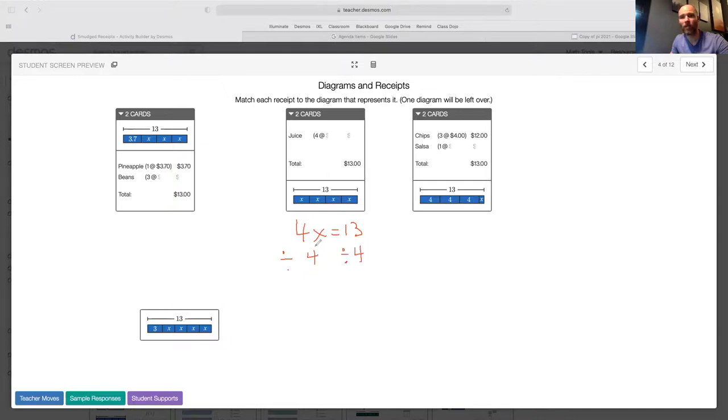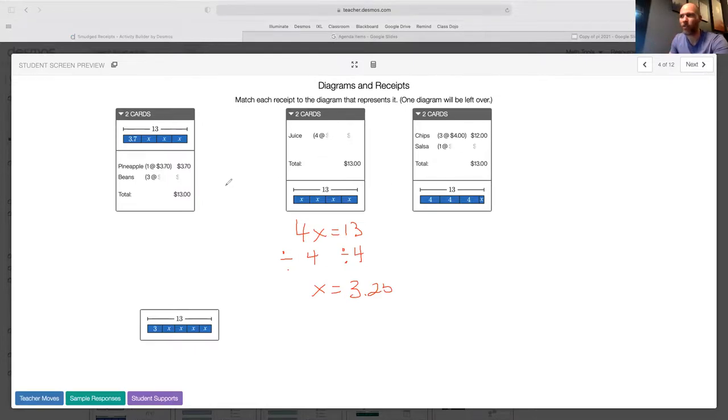Notice I'm writing one of these on one side of the equal sign and the other one on the other side of the equal sign, right? It's both sides of the equal sign is where I need to work. Well, 4 times x and then divided by 4, they undo each other. I'm left with just x. That's always my goal. This is called isolating the variable, getting the variable by itself, isolated. Equals 13 divided by 4? Well, 12 divided by 4 would be 3. Then I just need to do 1 divided by 4, which is 0.25.